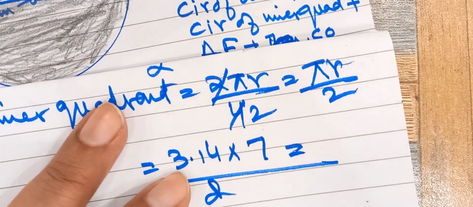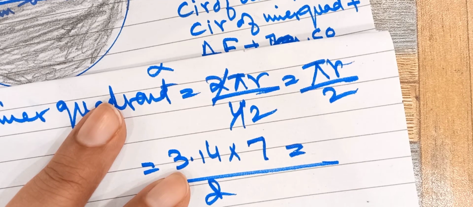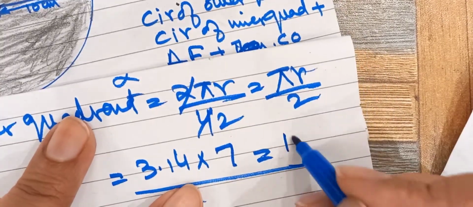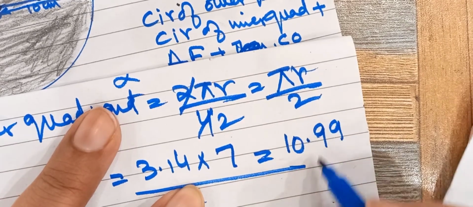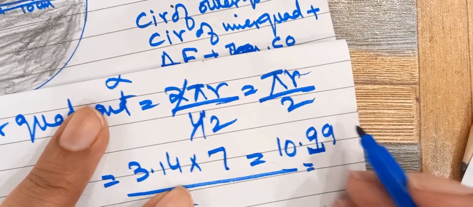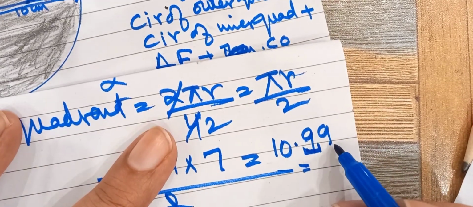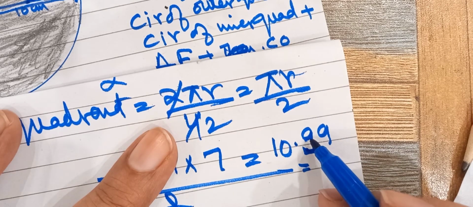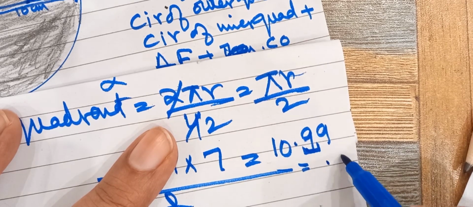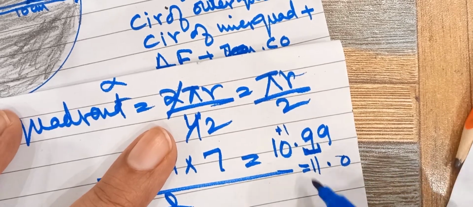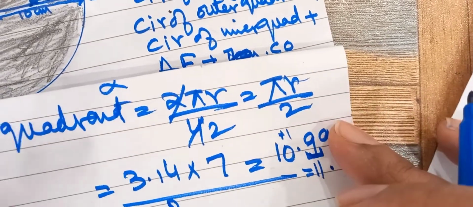So the result I am going to get is 10.99. I will round it off to one place of decimal. The next digit is 9, so one will be added to this 9. It will become 10, so 0 will be left here and 1 will be added in this. So 11. So the circumference is 11.